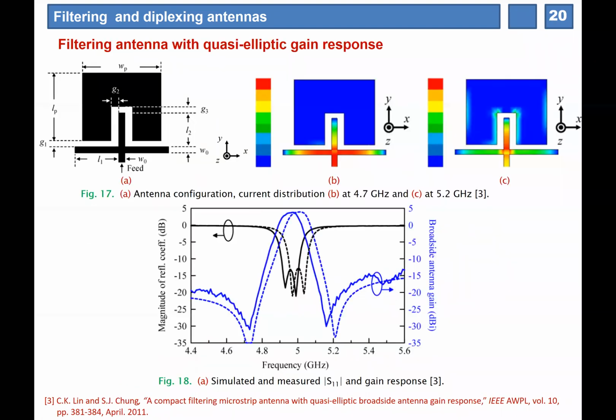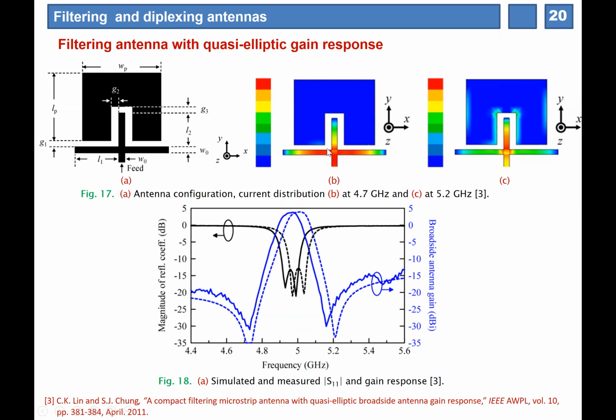Next one, I have already discussed the transmission zeros. Transmission zeros basically sharpen the rejection. Here, can we design one filter or filtering antenna which actually provides that type of gain response? That means the gain will suddenly, sharply decrease once we move away from the band of interest. Here you see the structure 17a, that U-shaped patch of length LP and width WP is used as a resonator, and the feeding line you can see here.